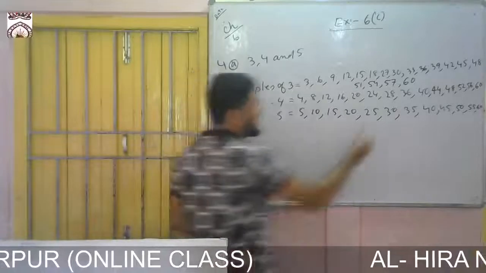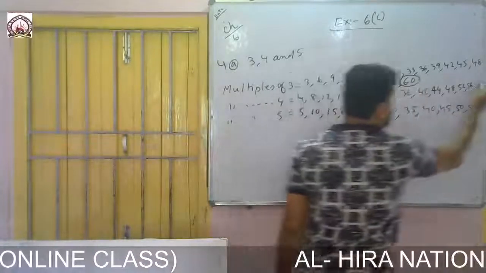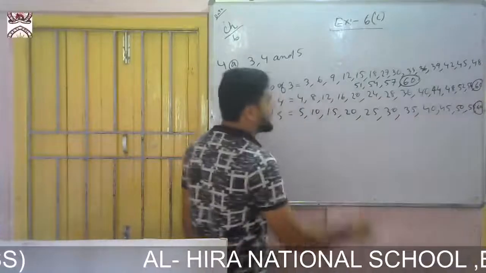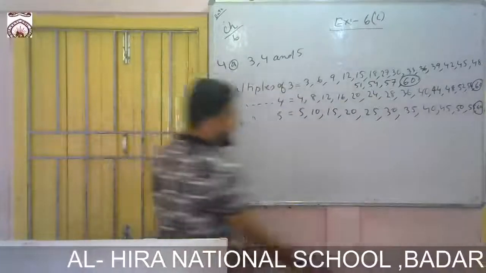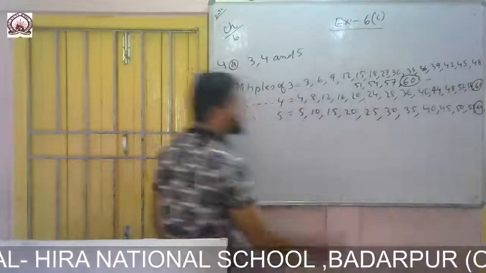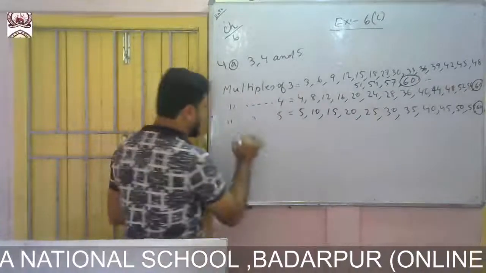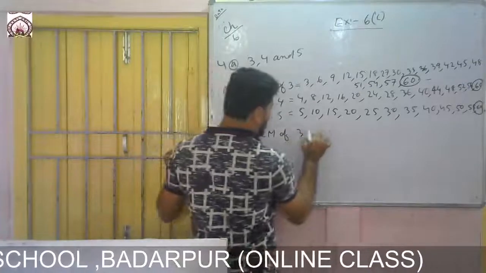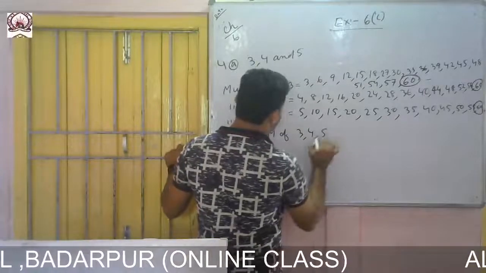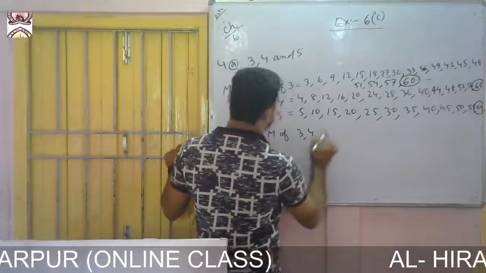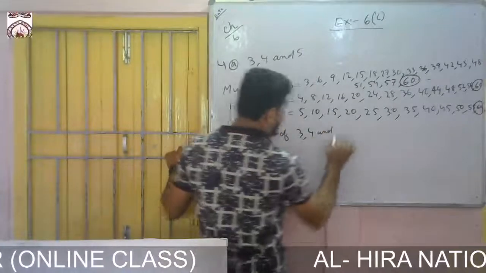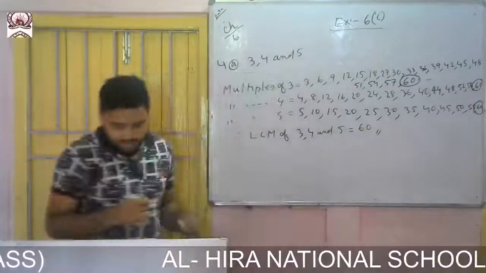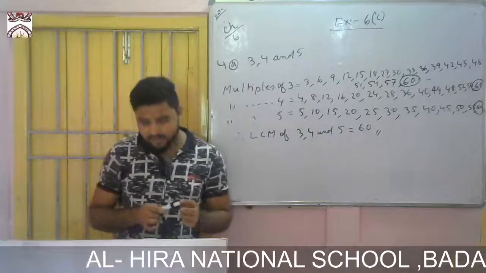Now what you see here, I got 60, here also I got 60, here also I got 60. So no need of going further, although we can continue further. We got the first common multiple 60, therefore LCM of 3, 4 and 5 equals 60. That is the answer, and this is the end of exercise C.